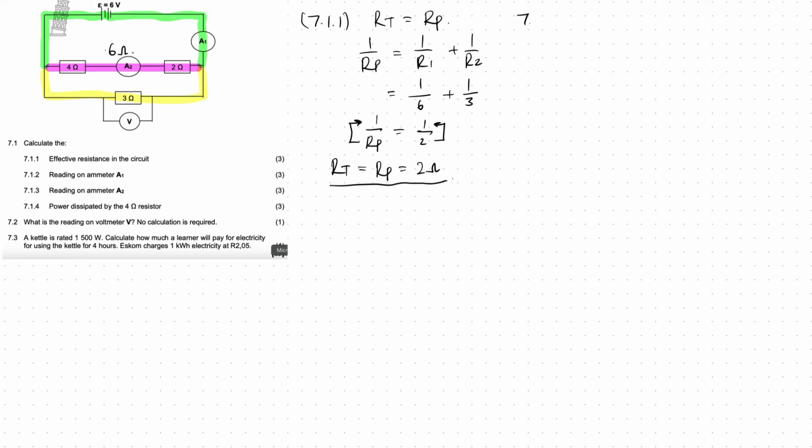Now let's take a look at 7.1.2. Calculate the reading on ammeter A1. A1, you can see that it's highlighted in green. So for our example, green represents total current. So we want to calculate total current. So the formula is I total, so total current, is equal to V total over R total. So the total voltage of the circuit is 6 divided by the total resistance of the circuit, which we worked out now is 2. So 6 over 2 is 3 amperes. So A1 is 3 amperes.